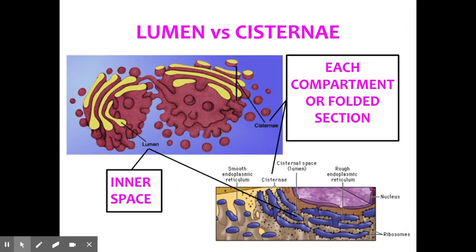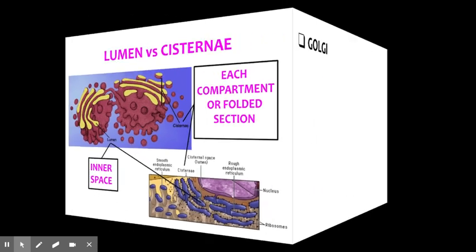Then we need to address the lumen versus the cisternae when we talk about this process as a whole. The lumen is the inner space inside the Golgi or the ER, and the cisternae is each compartment or folded section. You might want to write this down or type this in the box that just says endoplasmic reticulum, because I didn't include a picture since it was already in the picture with ribosomes and that would be redundant. But we definitely have to know the difference between lumen and cisternae.